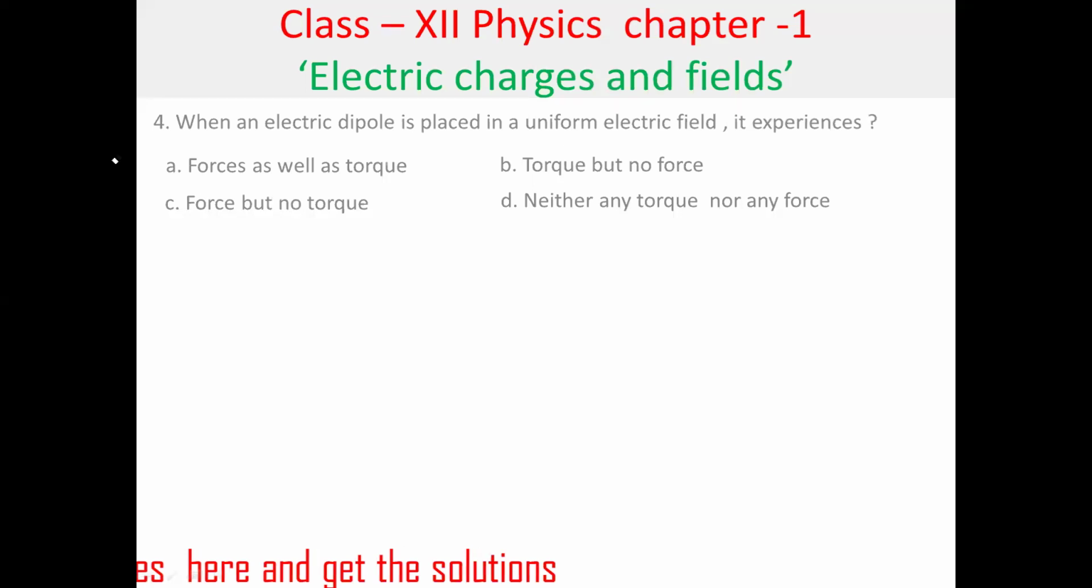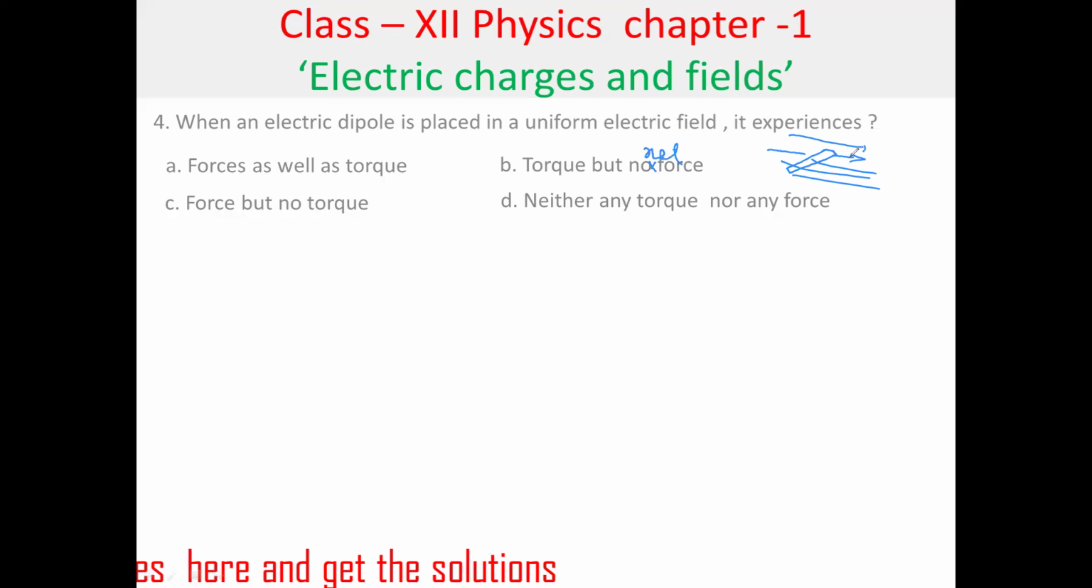Suppose there are electric field lines like this. So if we place a dipole here, it experiences force as well as torque, torque but no force, force but no torque, neither torque nor any force. So what will be the answer? Answer would be torque but no net force. Here we will add the option net force.